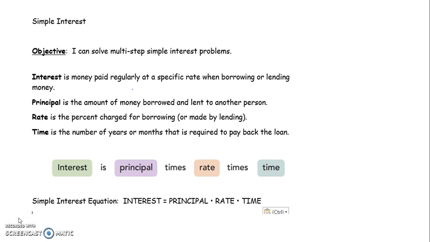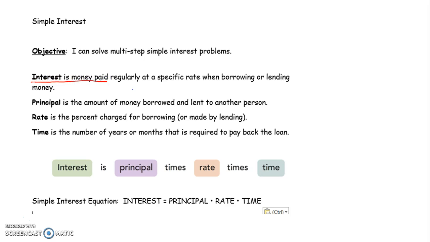One of the topics we need to discuss regarding percents is simple interest. So the objective is I can solve multi-step simple interest problems. Interest is the amount of money paid at a specific rate when borrowing or lending money. So interest is actually an amount of money. Some students try to make their interest their percent. No, interest is actually an amount of money.